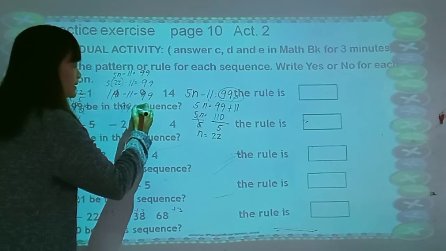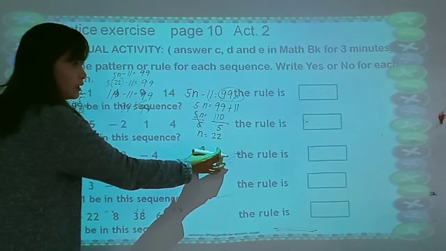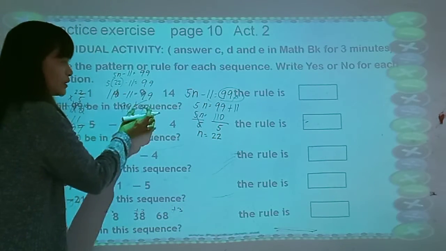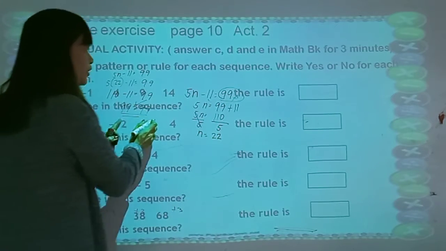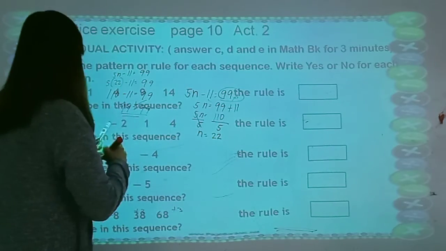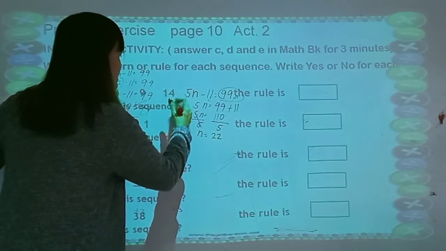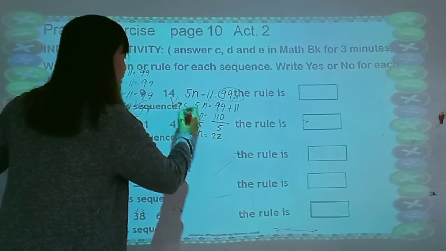Therefore, 99 is equal to 99. So the 22nd term is equal to 99. Therefore, what is your answer for letter A? Will 99 be in the sequence? So the answer is yes. You are going to write yes.